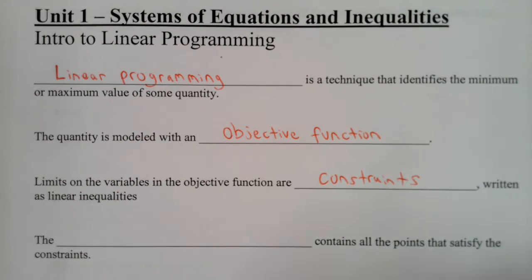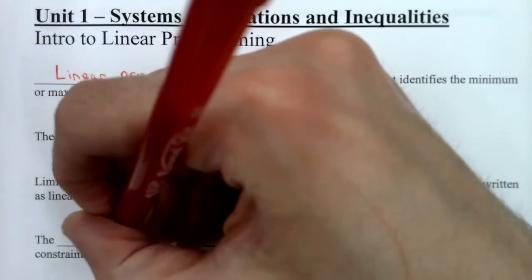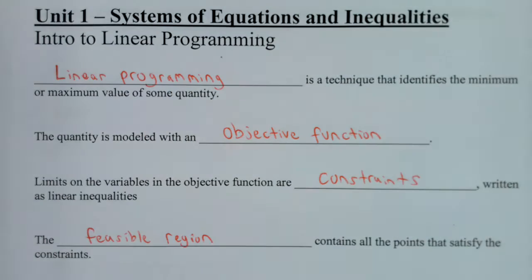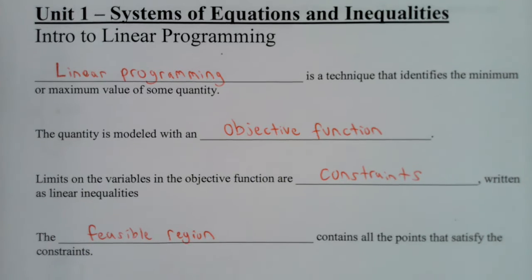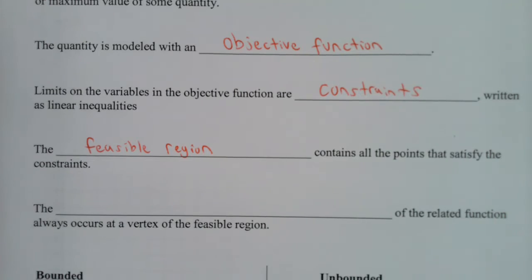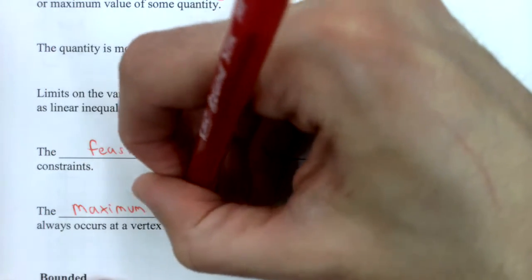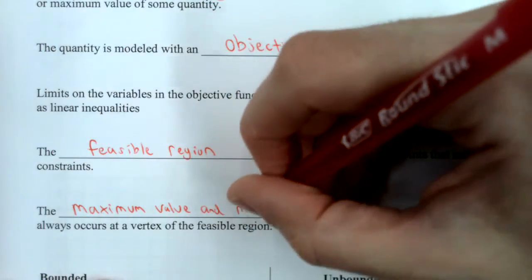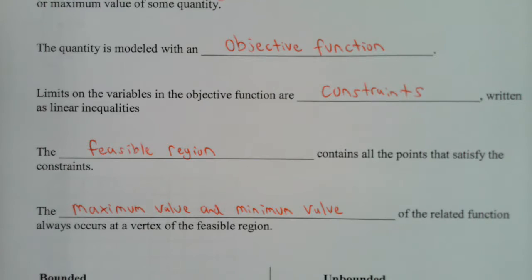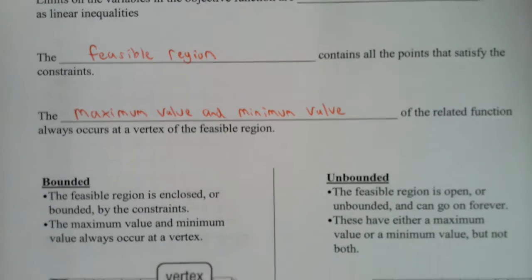The feasible region contains all the points that satisfy the constraints. The maximum value and the minimum value of the related function always occur at a vertex of the feasible region. Okay? So there's two types of problems we could do. We could have bounded problems and unbounded problems.